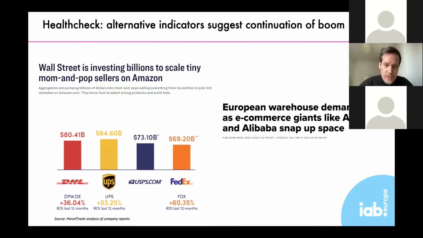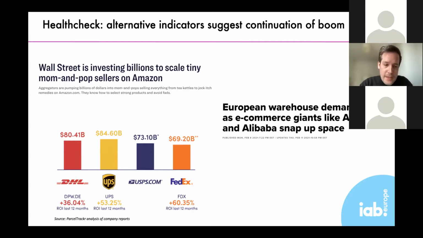The other thing that we're seeing is, of course, that the logistics industry itself had a very good 2020. And if we look at data from Parcel Tracker, so you can see these three companies, or four companies combined here, DHL, UPS, and others, made around $300 billion in revenue last year with strong double-digit growth. So that kind of supports e-commerce.